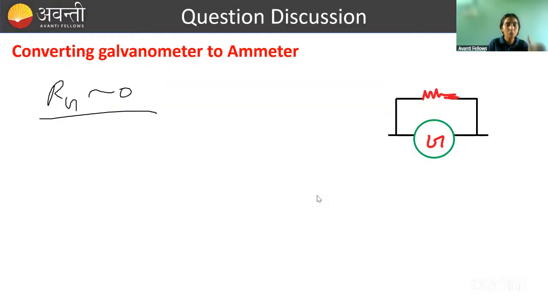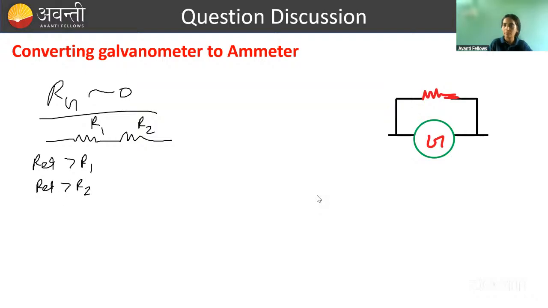Now you should have one thing in your mind. When you connect two resistors, let's say this is R1, this is R2, when you connect two resistors in series, then R equivalent is greater than R1 and R equivalent is greater than R2. Okay? Because let's say R1 is 2 and R2 is 3. Then 3 plus 2 is 5. So 5 is greater than 2, 5 is greater than 3. So in series, R equivalent is always greater than the individual resistors. This is for sure.